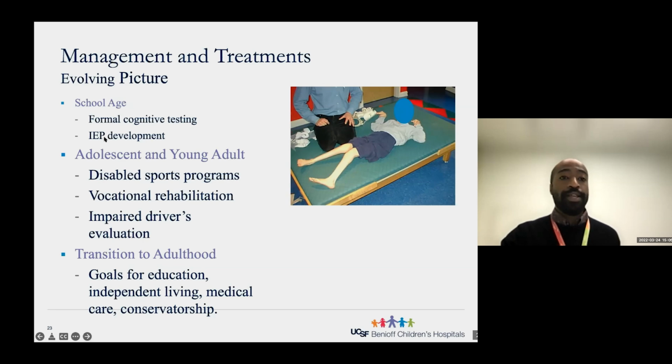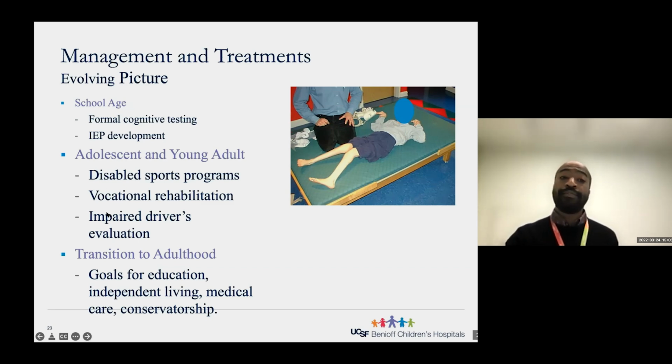Moving from school age to think about adolescence and young adults, and then transitioning to adulthood, some particular issues may come up in that time period. Still thinking about sports and activity, but also thinking about vocational training, whether the child is going to continue through high school towards a diploma track, or if they're going to transition to life skills, thinking about impaired driver evaluations to help with that independence and knowing what adaptive driving may look like for them.